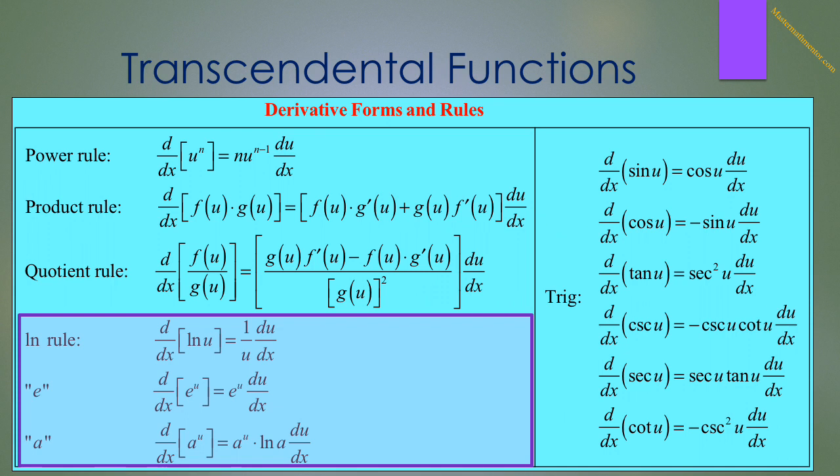Finally, we have our rules for our transcendental functions. First, the natural log rule states that the derivative with respect to x of the natural log of u is 1 over u du dx. Our e rule says that the derivative with respect to x of e to the u is e to the u du dx. And our a rule states that the derivative with respect to x of a to the u is a to the u natural log of a du dx.